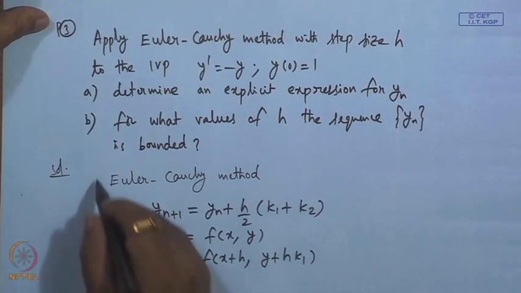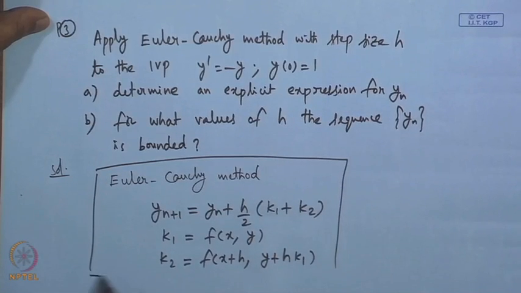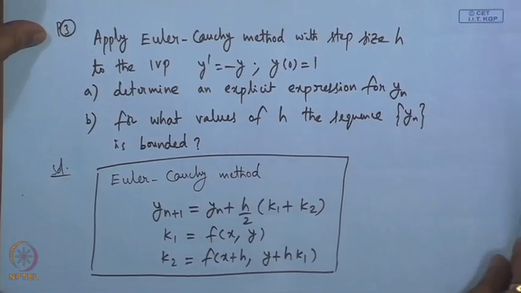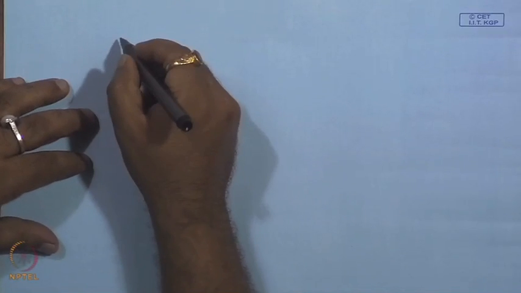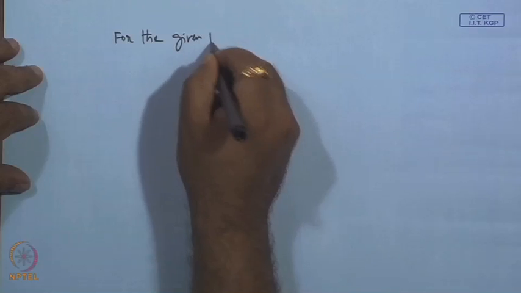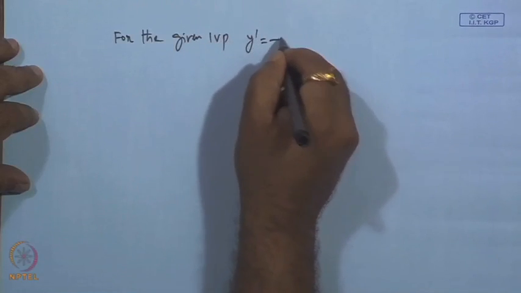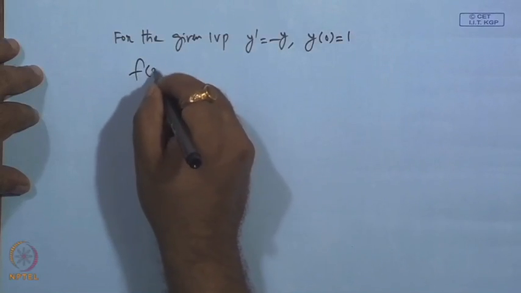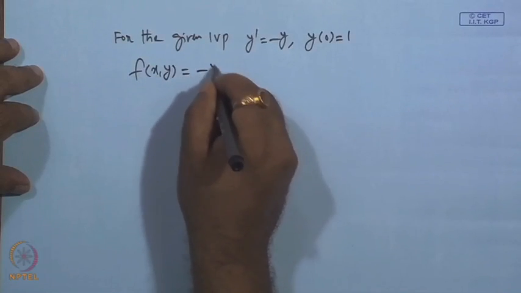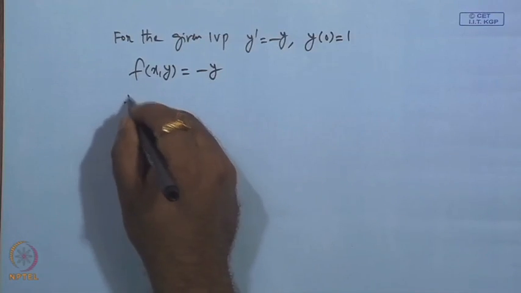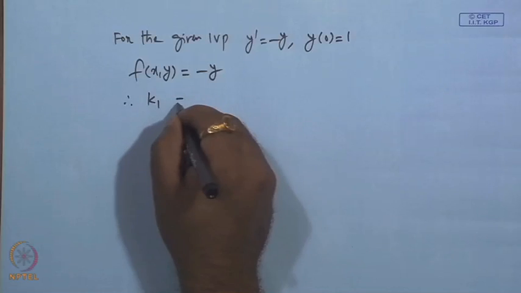So, this is Euler-Cauchy method. Now we have to use this method and determine the solution y n for the IVP, where f of x, y is minus y. Therefore, k 1 equals this.